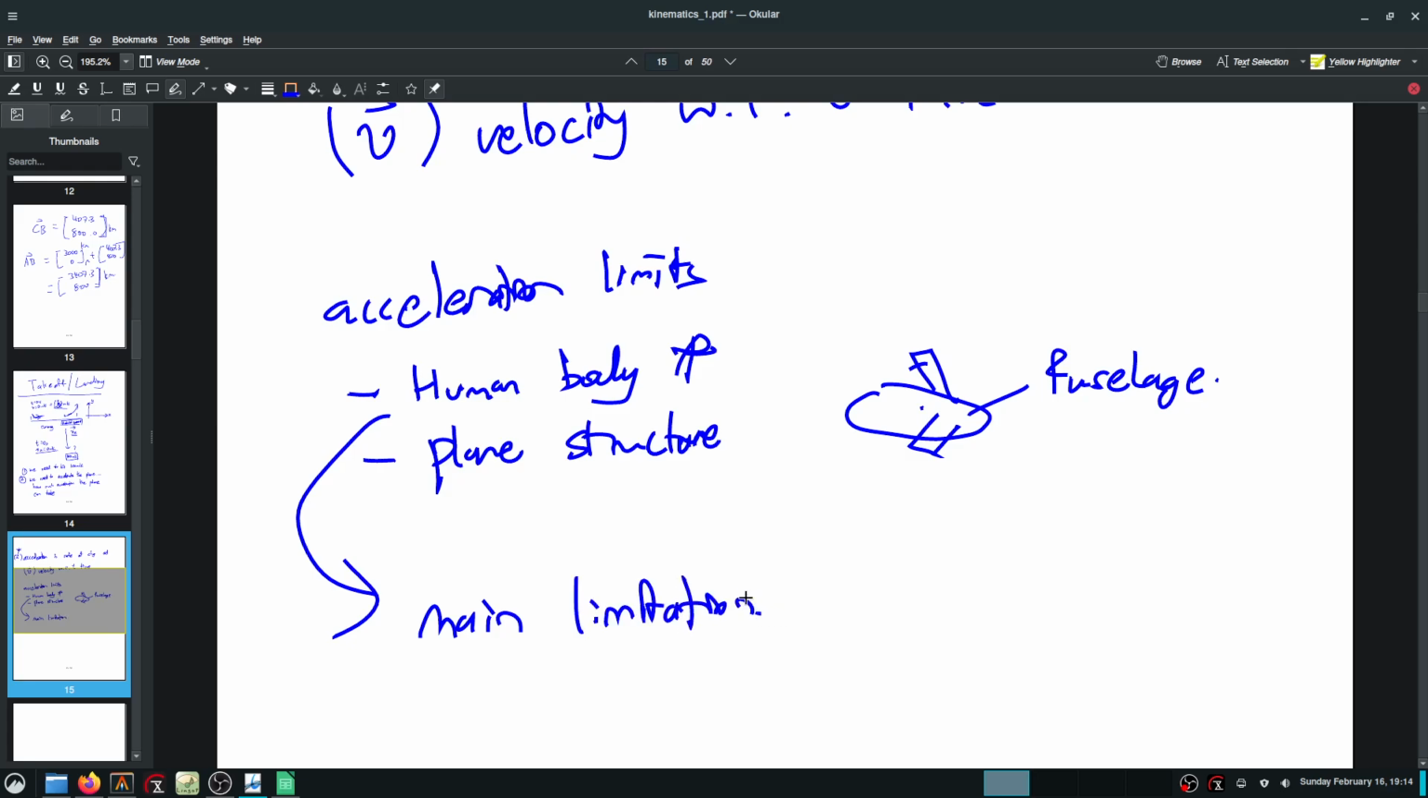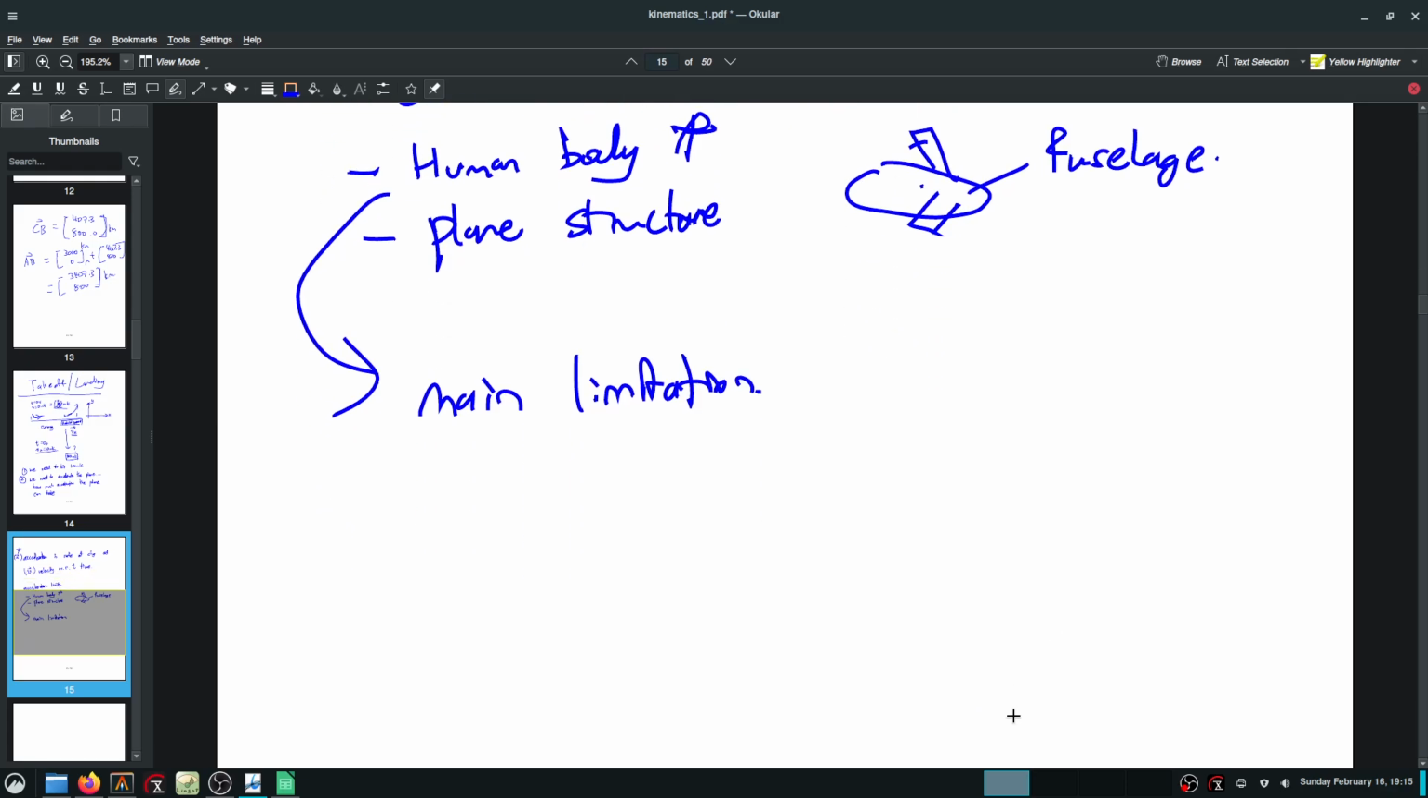Why is this the main limitation? If you ever rode a passenger plane, at least a commercial airline, you want to have a comfortable experience. You do not want to be vomiting on the plane because it's going around too fast, or accelerating or decelerating too suddenly. You don't want any of that kind of thing. So you want to make sure acceleration changes slowly, and then you don't have too much of it.